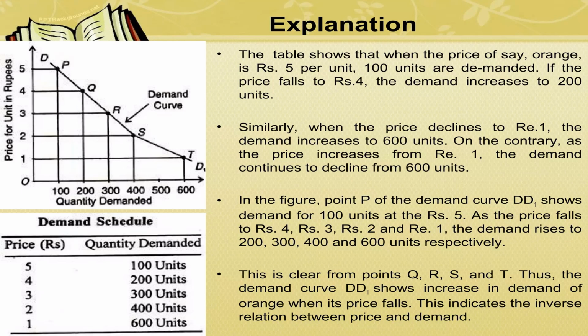In the figure, the demand curve is DD. The demand curve shows a demand of 100 units at rupees 5. As the price falls to rupees 4, 3, 2 and 1, the demand rises to 200, 300, 400 and 500, 600 units respectively. This is clear from points Q, R, S and T. Thus, the demand curve DD shows the increase in demand for oranges when the price falls. This indicates the inverse relationship between the price and demand.